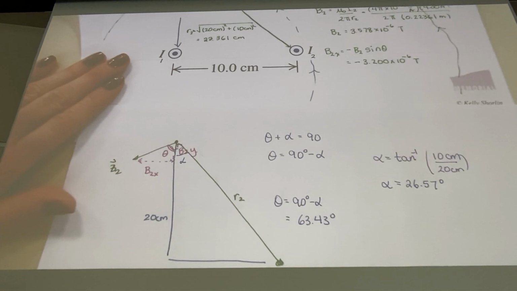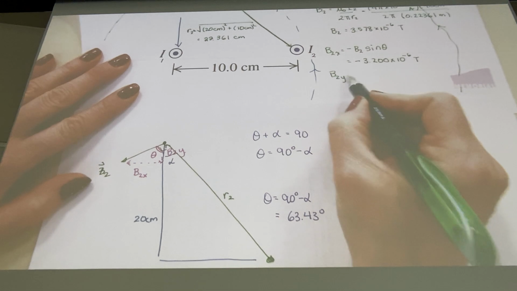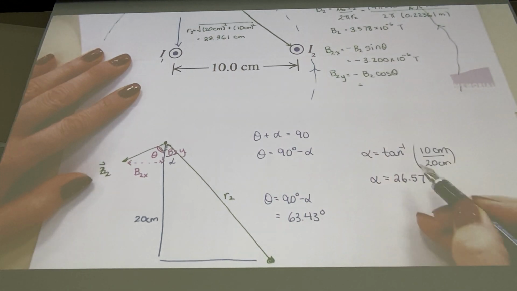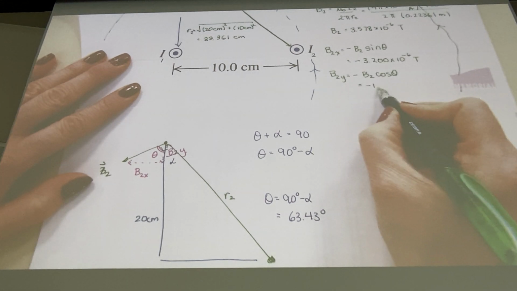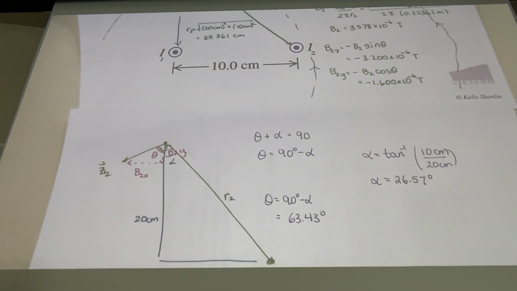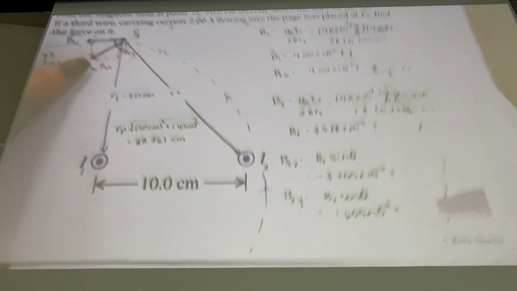For my y component, that's adjacent to my angle. It also points down. So B2y is minus B2 cos theta. Put my numbers in there and I get minus 1.60 times 10 to the minus 6 teslas. Good to hear? All right, now we're ready to do our vector addition. We've set ourselves up really well because we did already find the x and y components of the magnetic fields.